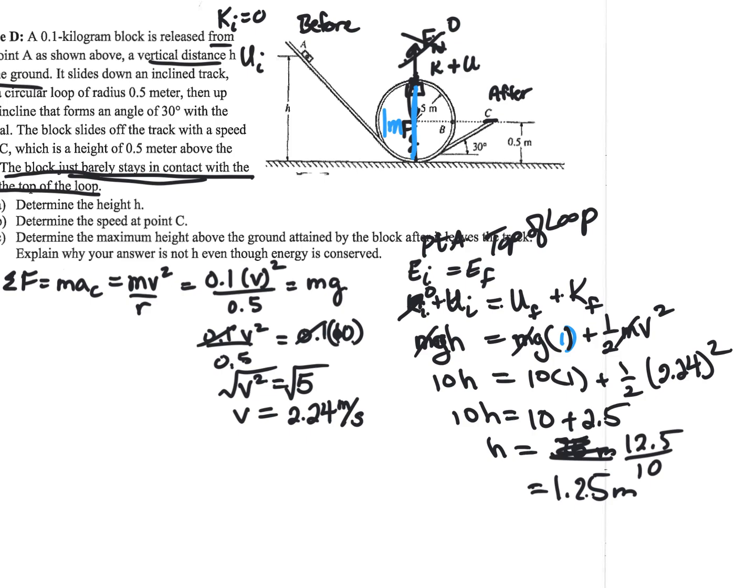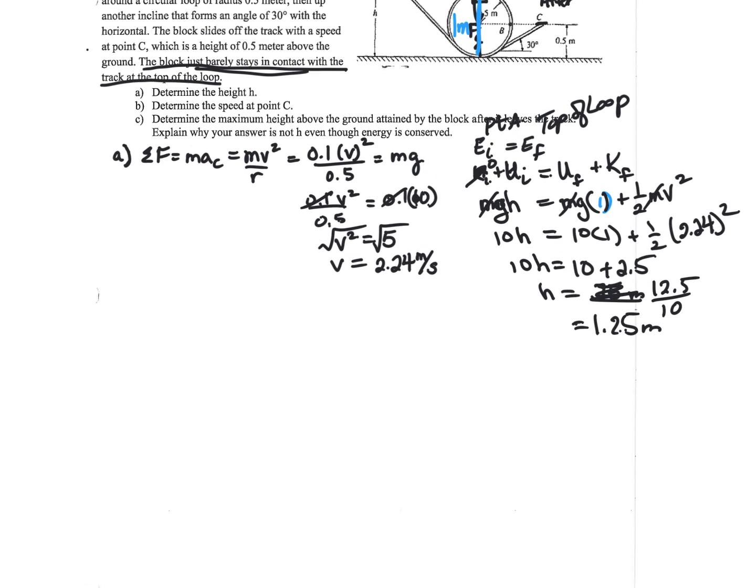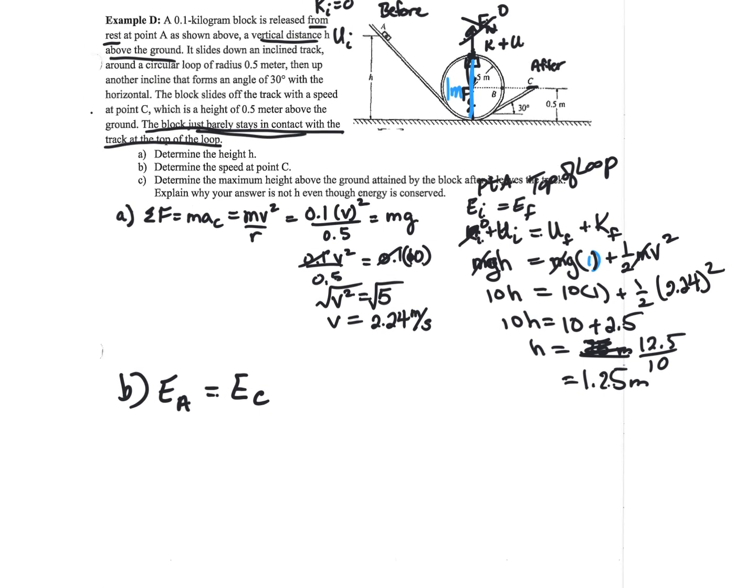All right, so we have part A. Now, part B, we said we were going to determine the height at point C. So now we're going to do the energy at A has to equal the energy at C, if you want to think about it that way. So the energy at A is still that mgh, and that's going to be equal to 1/2 mv squared plus mg and the height at C. So this is the height at A, and that's the height at C.